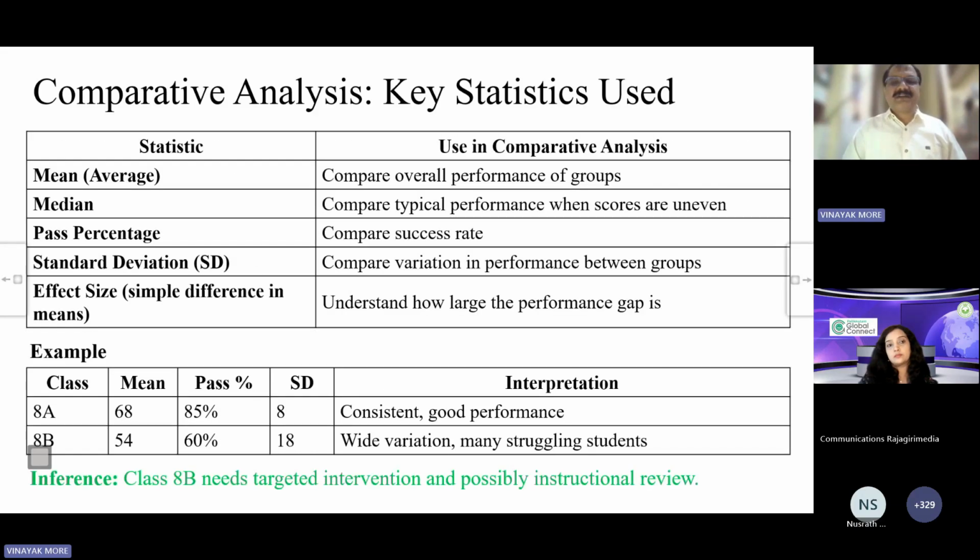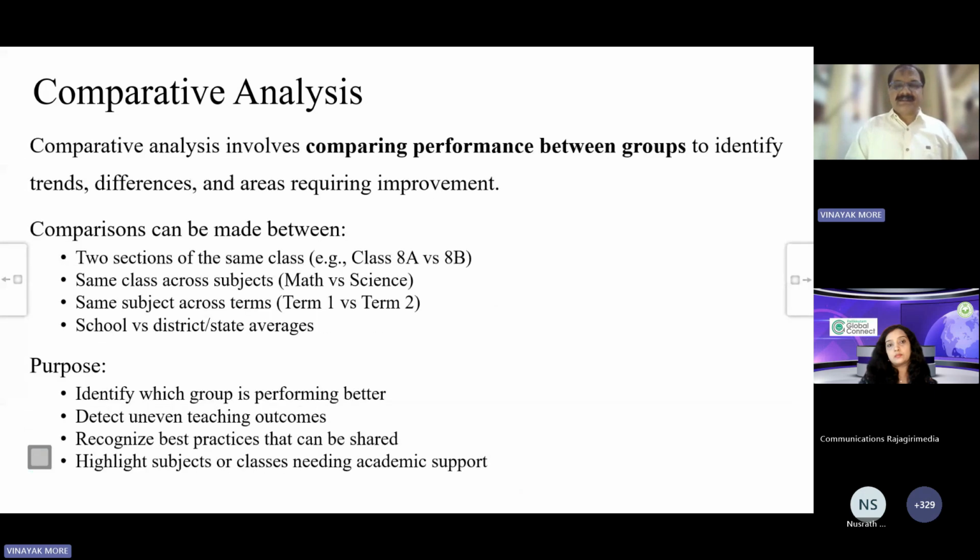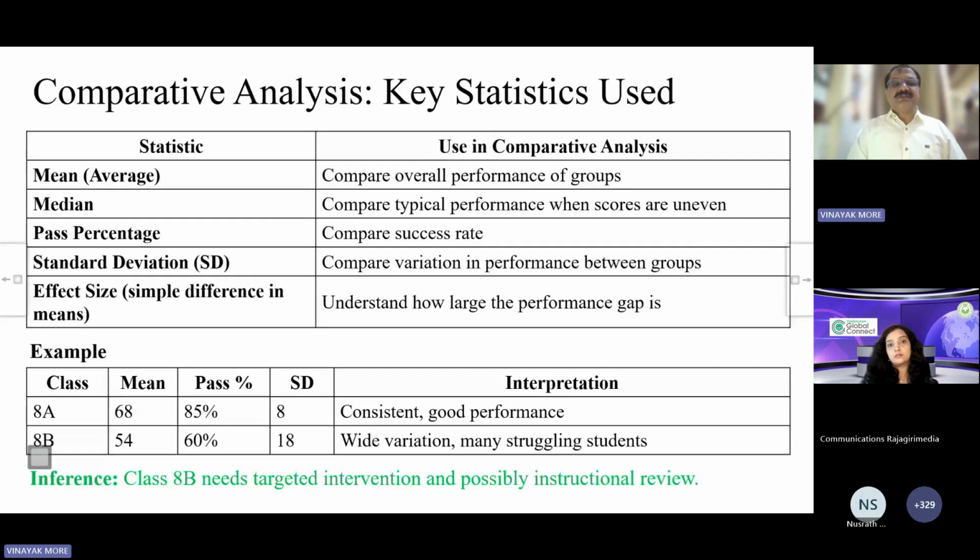How can we do it? What statistics do we have to use in comparative analysis? We can use the mean to compare the overall performance of one particular group, and you can compare the means of two classes also. We can use the median. When can we use the median? If extreme values are there, we can use the median, and then you can compare the medians of two classes, and you can get the pass percentage.